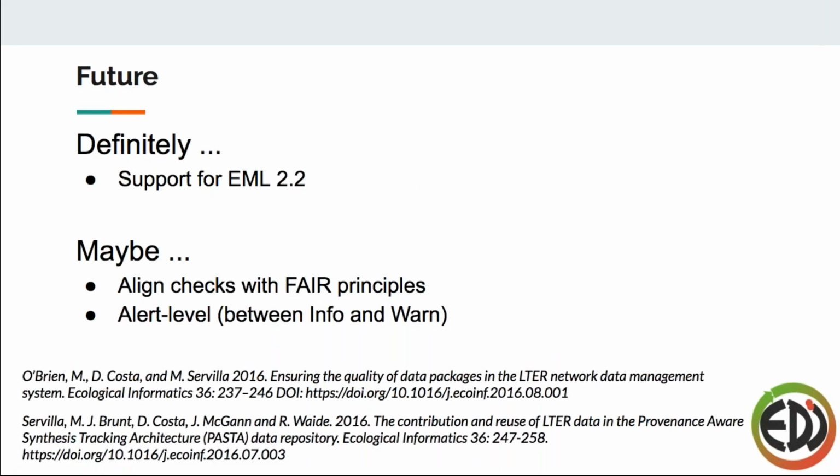So future, we already can support 2.2, which isn't out quite yet. And I said maybe, but I think probably the working group will get back together and talk about the FAIR principles and whether we should be adding a typology. We've also talked about adding another alert level between info and warn, so that people might pay some different kinds of attention to different checks to see other things that are interesting about their data that they haven't noticed yet.